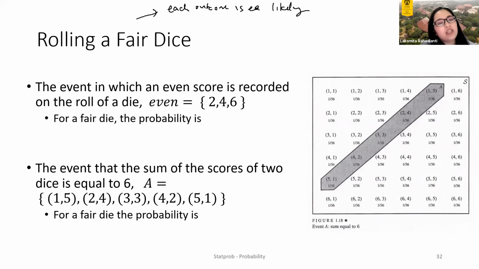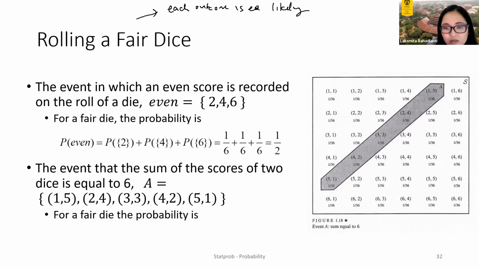The event in which an even score is recorded on a roll of die, so I can write this event as even, 2, 4, 6. For a fair die, the probability is then as follows. Because the probability of it coming out 2 should be 1/6, coming out 4, 1/6, 6, 1/6, and thus the total is 3/6 or half.